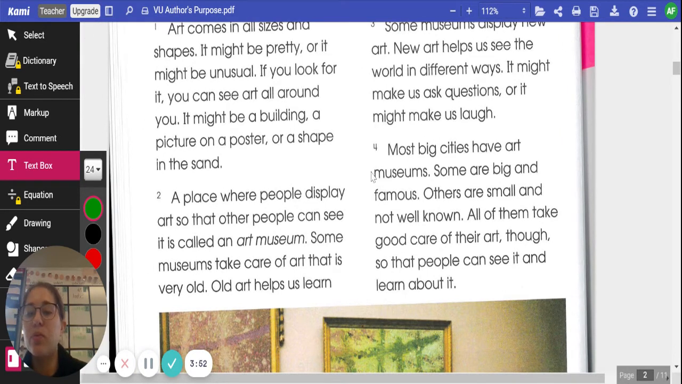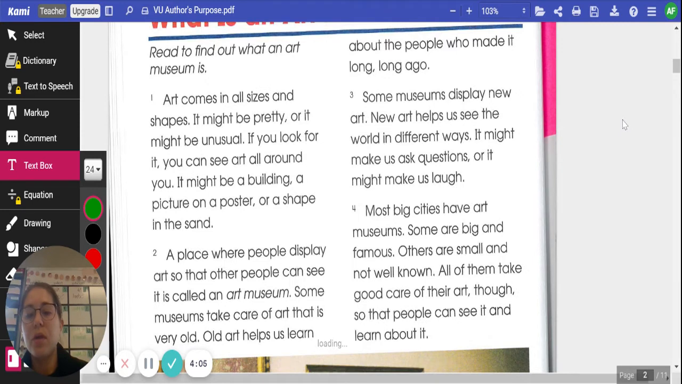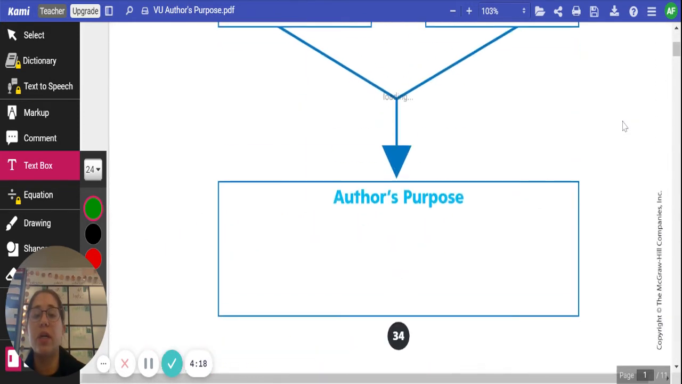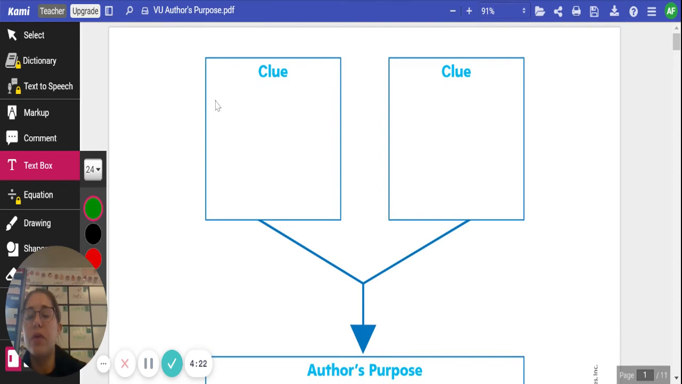A place where people display art so that other people can see it is called an art museum. Some museums take care of art that is very old. Old art helps us learn about the people who made it long, long ago. This paragraph is talking about and explaining what an art museum is. The author is telling the audience what an art museum is. They're giving facts about it and they're explaining it so that you understand what it is. I'm going to use that as my clue for number 1.